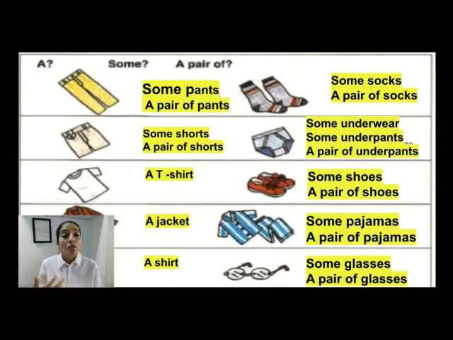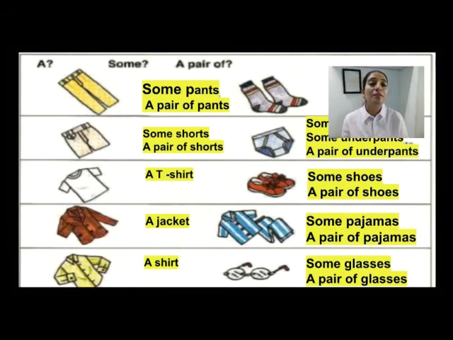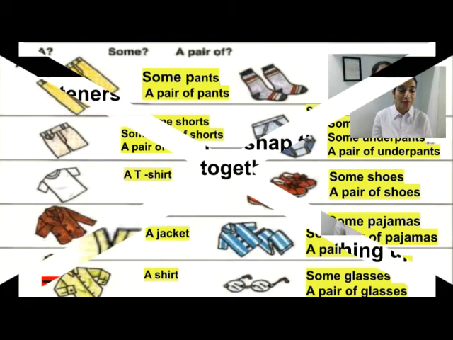But now if we have a t-shirt, we simply say put on a t-shirt. We do not say put on some t-shirt, right? Now if we have shoes, we say put on some shoes or put on a pair of shoes. And similarly, if we have a jacket, we say put on a jacket. And if we have pajamas, we say put on some pajamas or a pair of pajamas. And same way, we do not say put on some shirt, we say put on a shirt. But if we have glasses, we say put on some glasses, put on a pair of glasses.